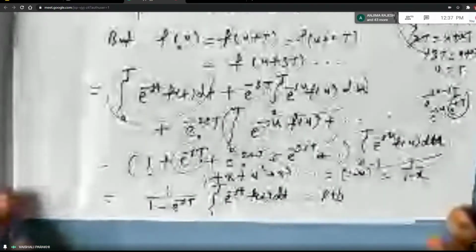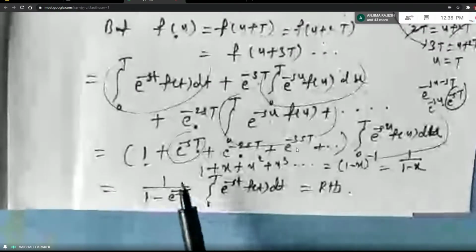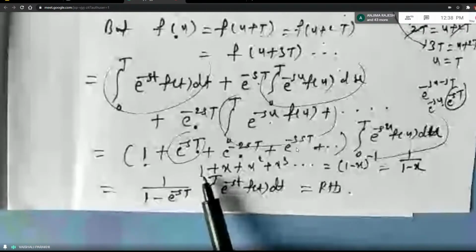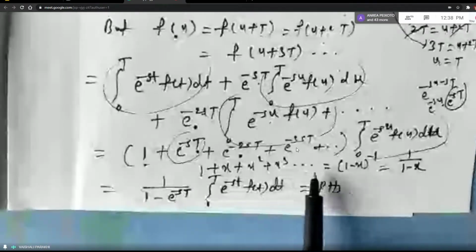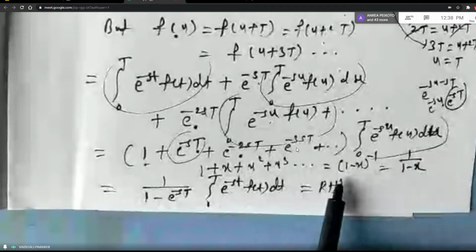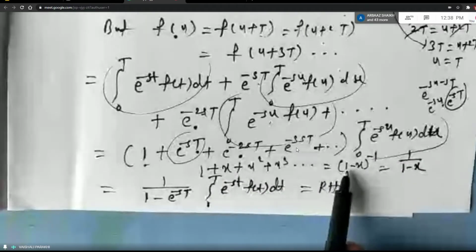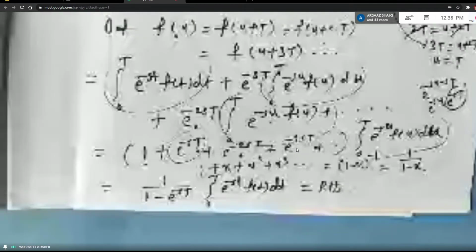And now, if you remember the first semester series part, what is 1 plus x plus x square plus x cube up to x raised to n and infinity? This is nothing but the expansion for 1 minus x raised to minus 1.